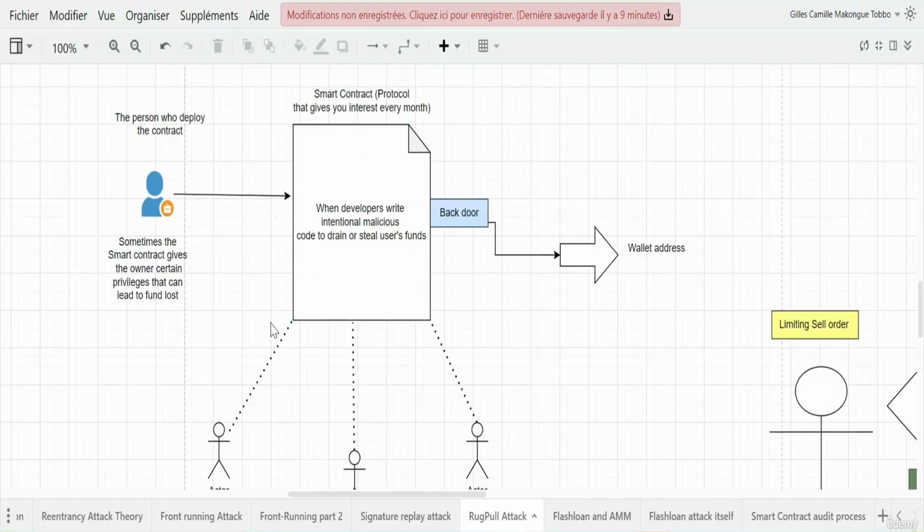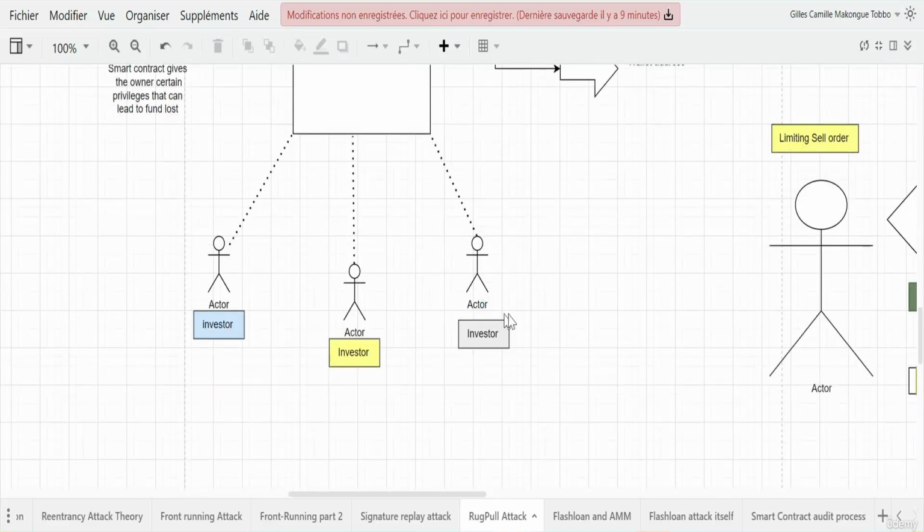So in a hard rug pull, what happens is that people deposit money to get some interest, and the owner can tell the developer, when designing this protocol, to write some code that can help transfer the money that has been put in by investors. They are going to use what you call a backdoor to send all that money into a specific wallet, and all these people are going to stay without their money.